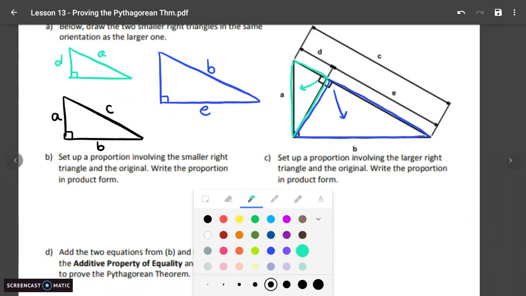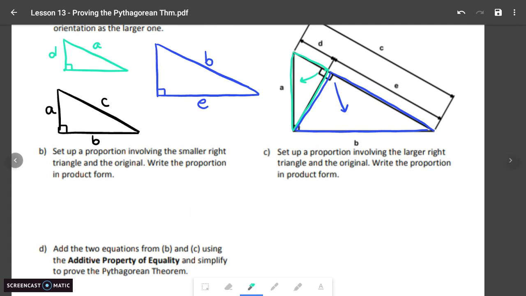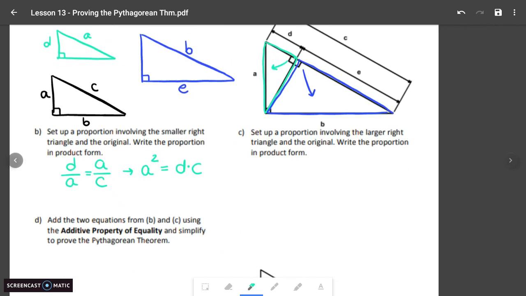So in this first part B here, set up a proportion involving the smaller right triangle, which we gave that turquoise color, and the original. Write the proportion in product form. So I'm going to start with D over A equal to A over C, because I'm using the pieces that we have. And we know when we cross multiply, you're going to have A times A, which is A squared, and that's going to be equal to D times C.